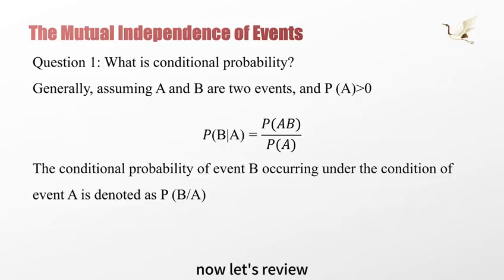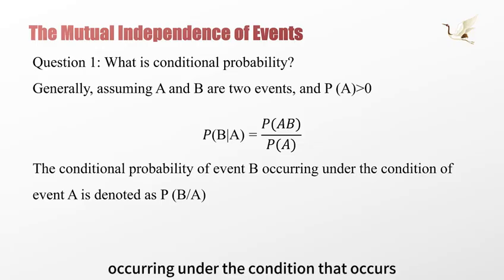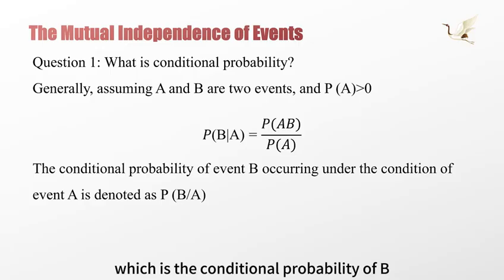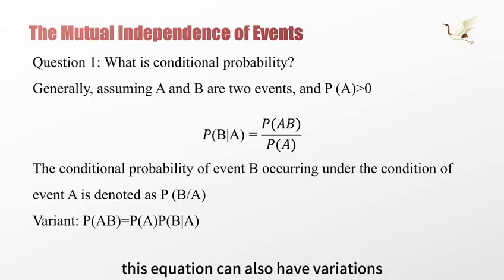Now let's review. First, let's take a look at problem 1. What is conditional probability? Generally, we set A, B as two events, and if the probability of event A is greater than 0, the probability of event B occurring under the condition that A occurs is equal to the probability of event AB divided by the probability of event A, which is the conditional probability of B occurring under the condition that event A occurs. This equation can also be written as: the probability of event AB is equal to the probability of event A multiplied by the probability of B occurring under the condition that A occurs.